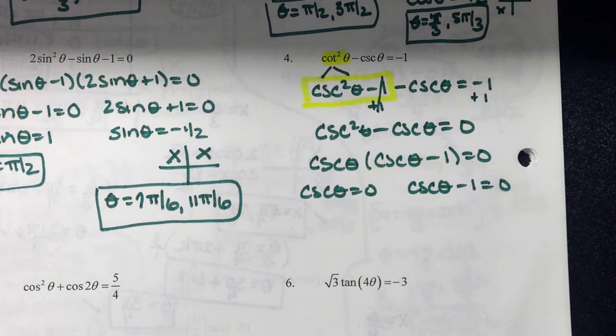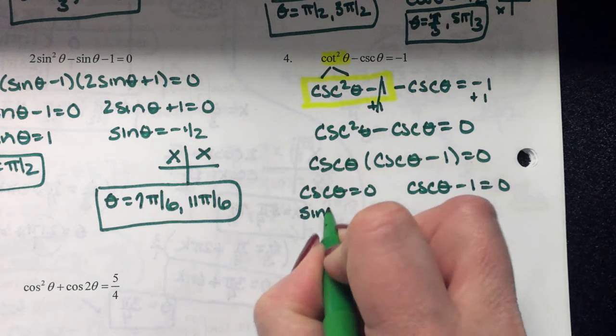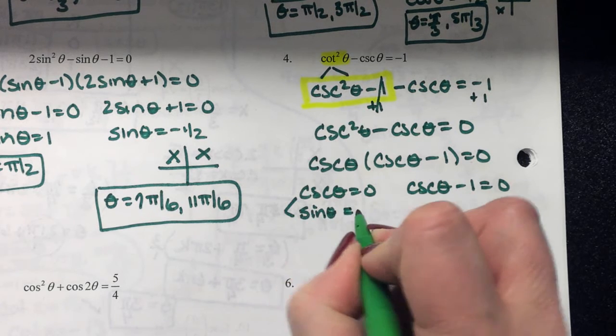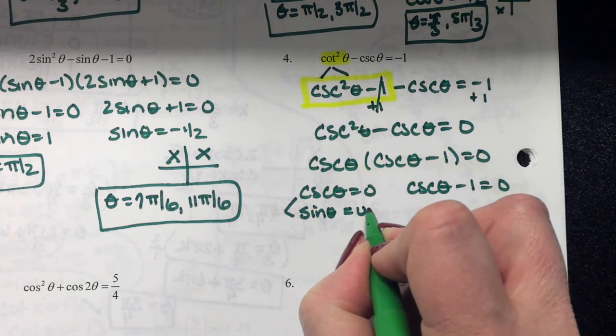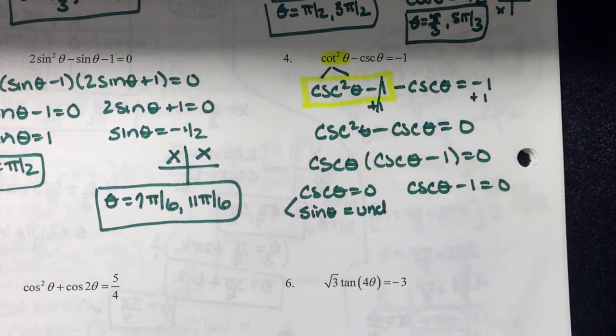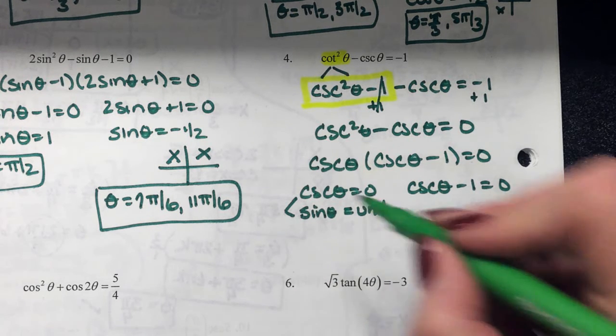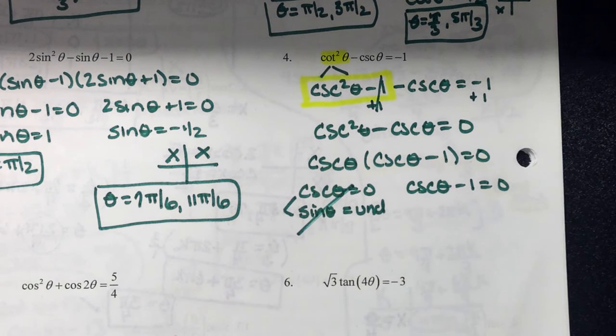Is there a place where cosecant equals 0? Let's talk about that for a minute. Well, cosecant's the reciprocal of the sine. So you can look at this as where sine is equal to the reciprocal of 0, which is undefined. Is there any place on the unit circle where sine is undefined? No. So there are no angles coming from that particular factor. Should we write no? Just disregard it.